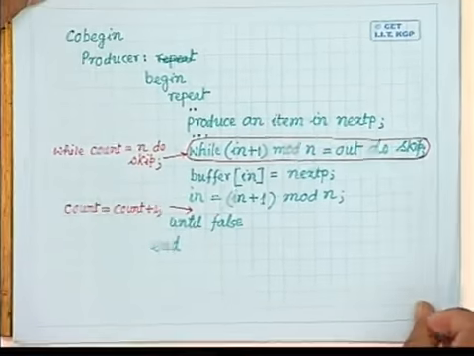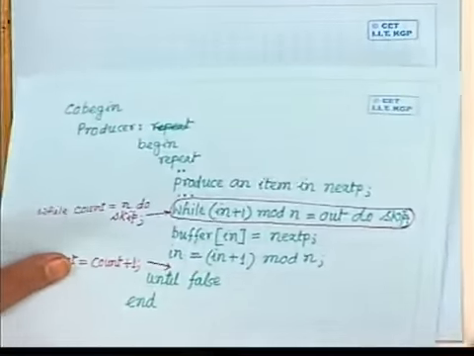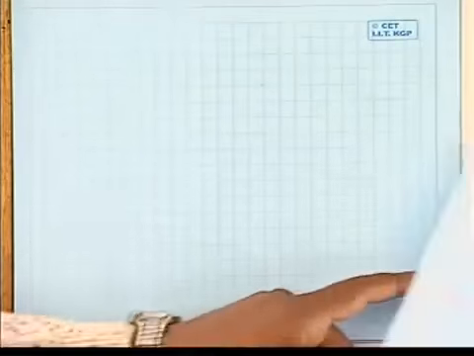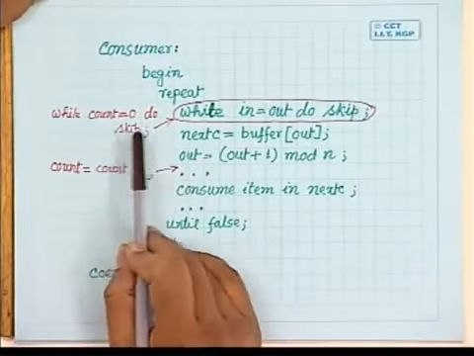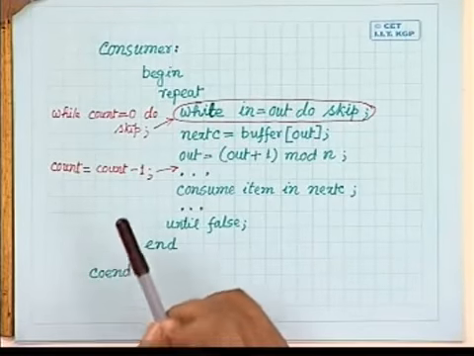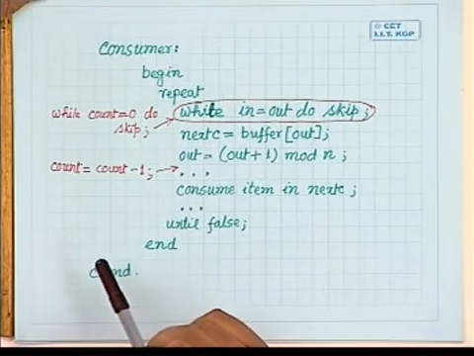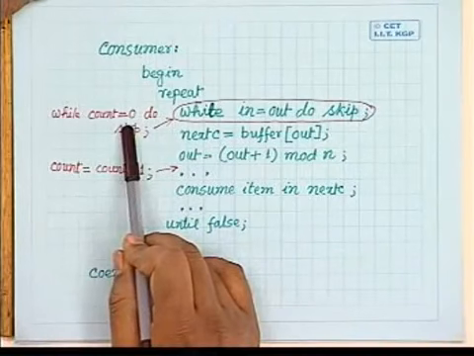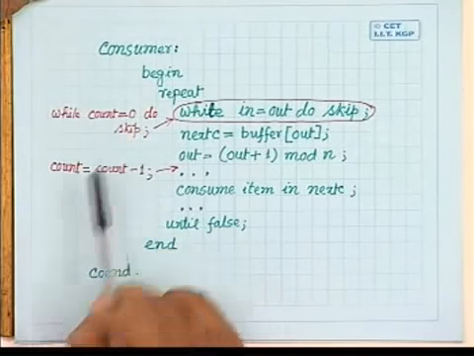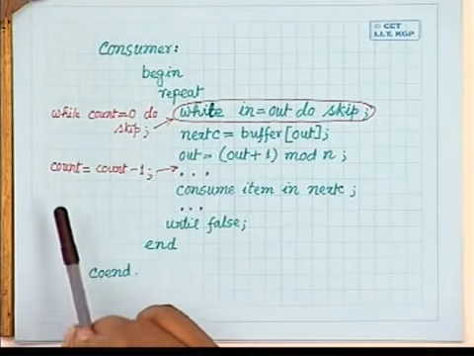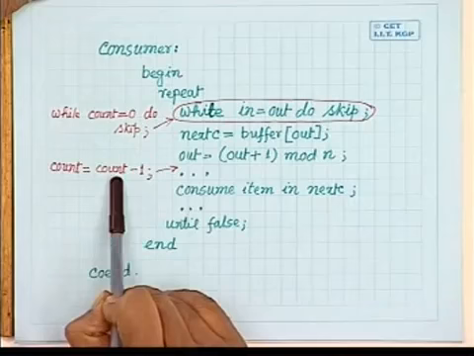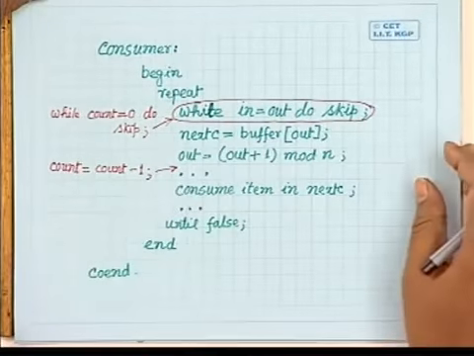Similarly, the consumer process, while trying to consume an element from the buffer, checks whether the count value is equal to 0 or not. Count value equal to 0 indicates that the buffer is empty, so the consumer process cannot consume any item from the buffer because there is no item. If count is greater than 0, only then the consumer process can consume an item from the buffer. Obviously after consuming an item, it has to reduce the value of count by 1, because now the number of elements present in the buffer is less by 1.